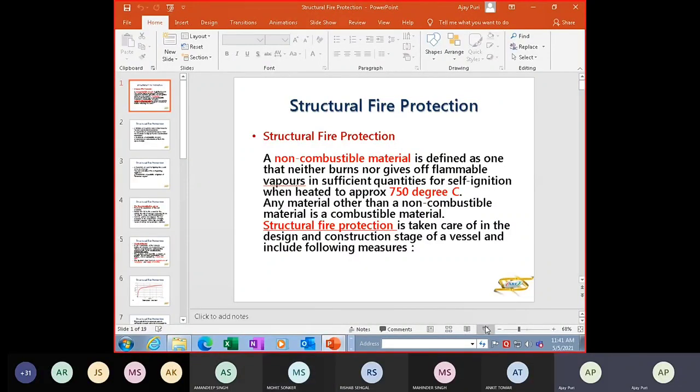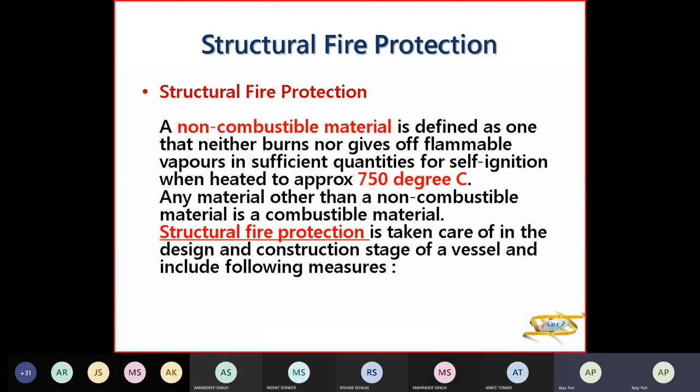So we'll be doing structural fire protection. February, we've already completed for you everything. Structural fire protection was also in your phase one, so there'll be a repeat of the same thing.